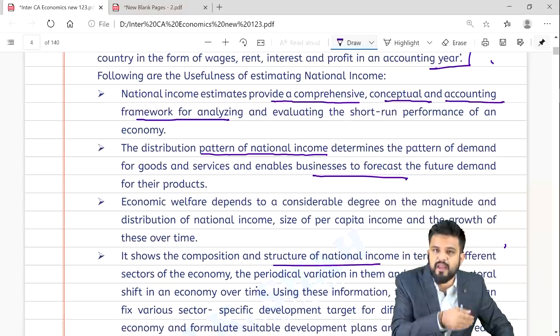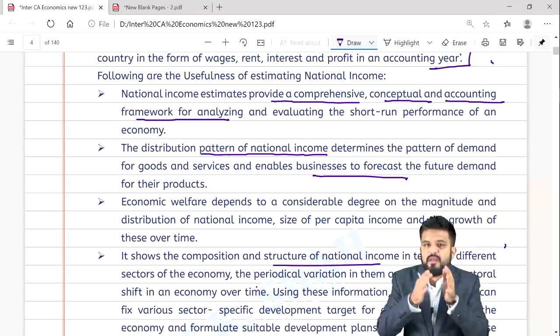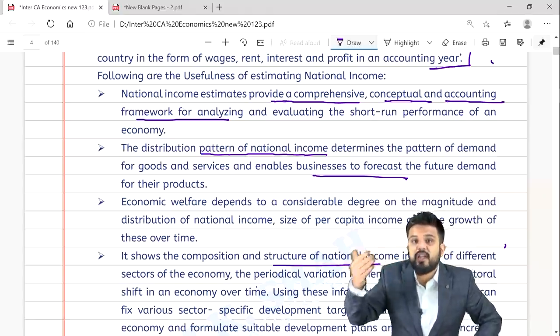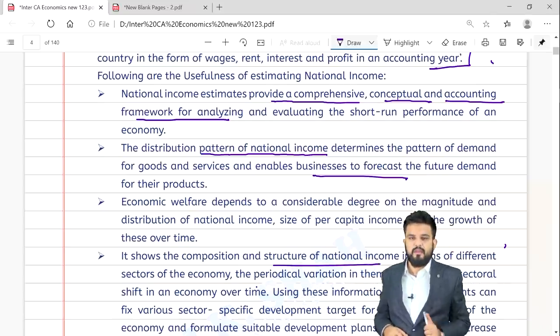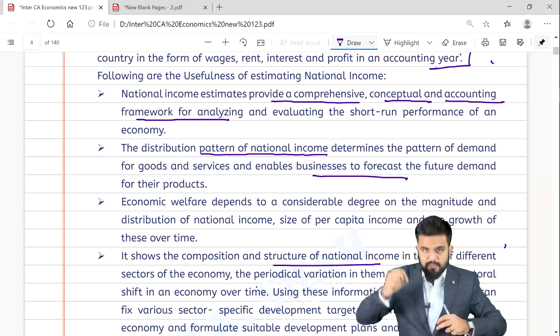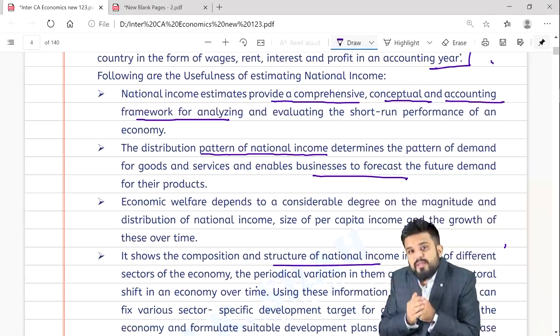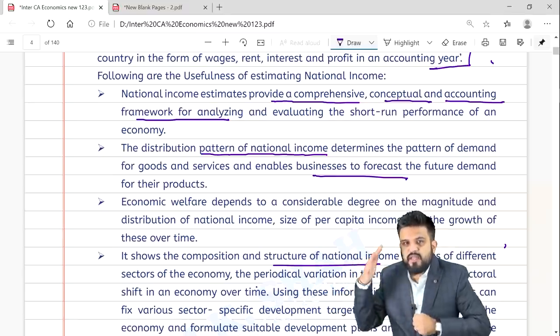Can I say, keeping in mind the current situation, all business firms, organizations, they will try to forecast what is going to happen in the next 6 months or maybe next 1 year. So it gives you the current situation, that is demand for goods and services, and also helps in forecasting, that is anticipating future demand for companies' goods or services.